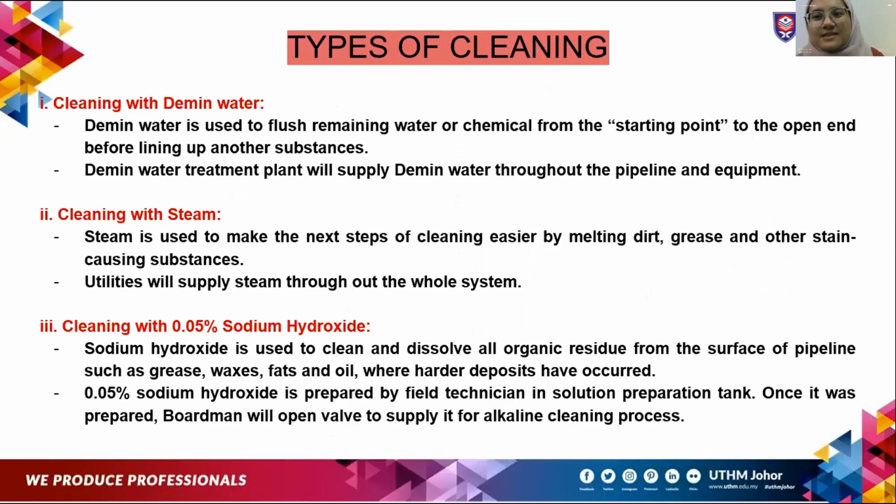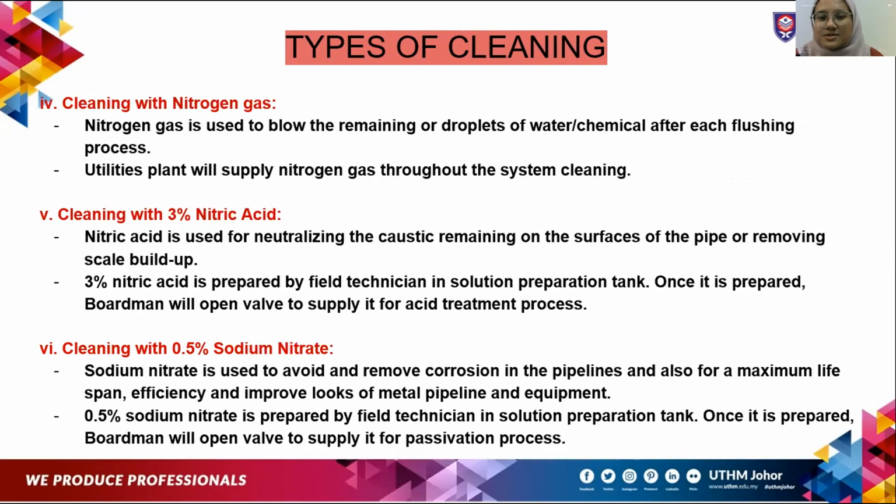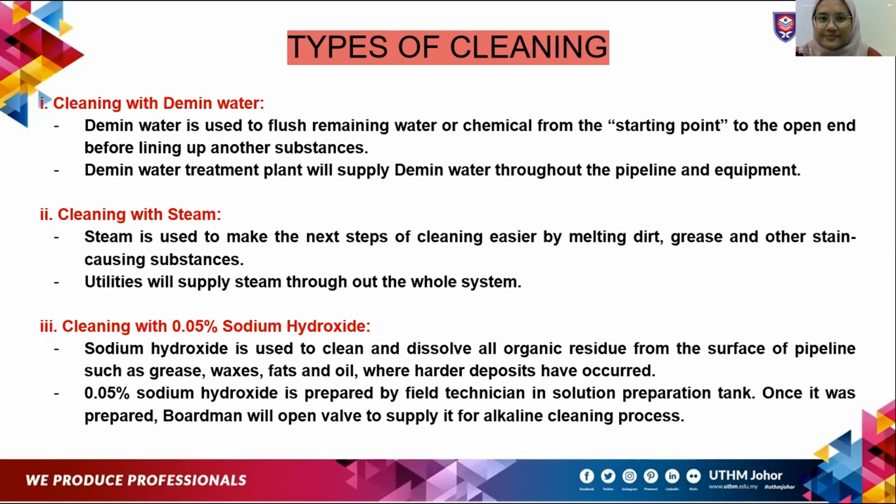Next, types of cleaning. We have 6 types of cleaning used in chemical cleaning of this system. The first type is cleaning with main water. The main water is used to flush remaining water or chemical from the starting point of the pipeline to the open end before lining up another substance. Here, the main water treatment plant will supply the main water throughout the pipeline and equipment.